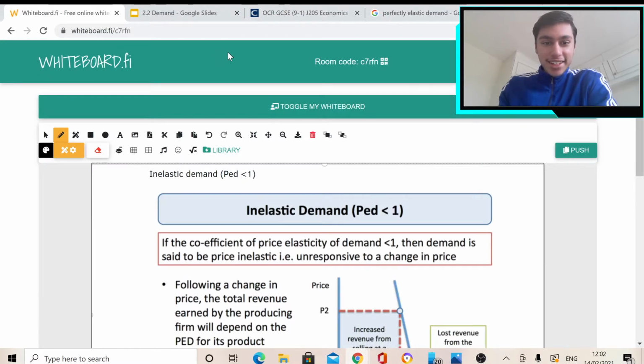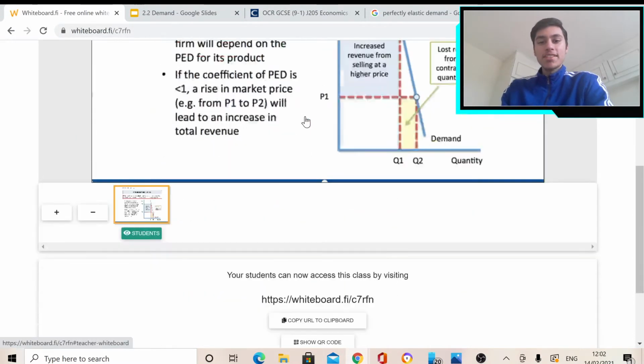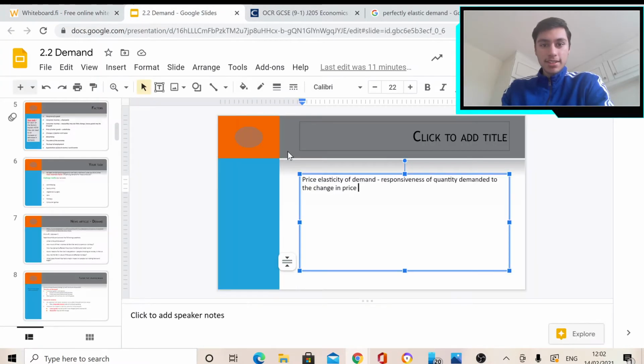Okay, so first of all, we need to understand what price elasticity of demand is. And here I have it written for you. Price elasticity of demand is the responsiveness of quantity demanded to the change in price. So as the price changes, how responsive is the demand? Does the demand change by a lot? Does it change by just a bit? How much does it change? That's basically price elasticity of demand. It determines how elastic the demand is.